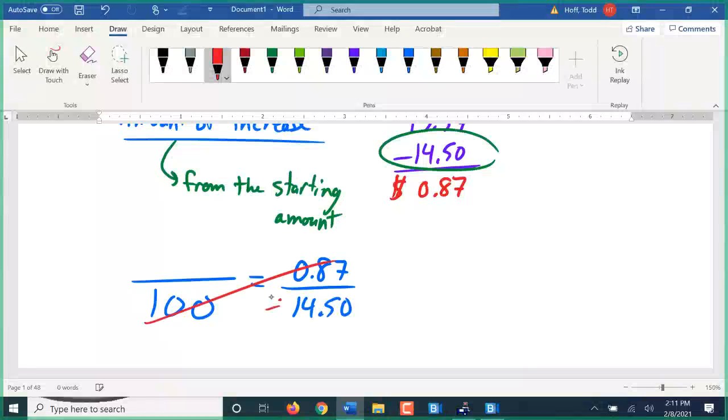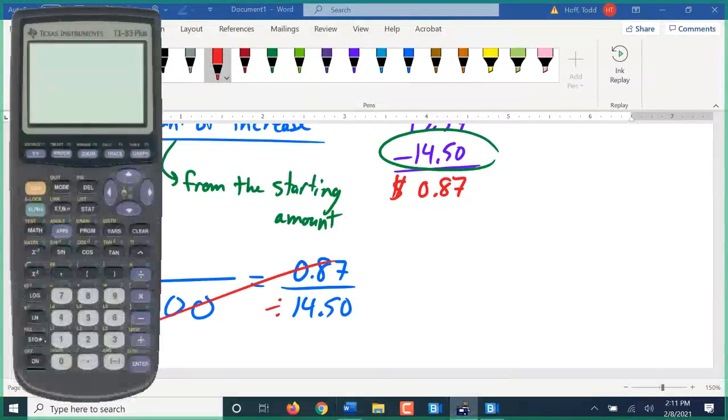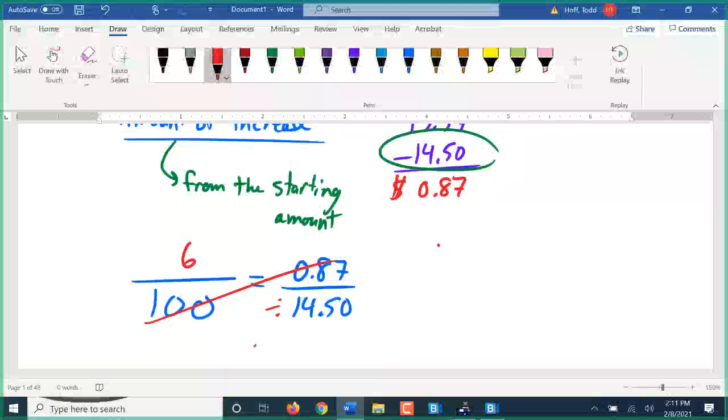So we cross multiply and divide there. 100 times 0.87 divided by 14.50, 6. That is a 6% increase in wage. Does that make sense? Yep.